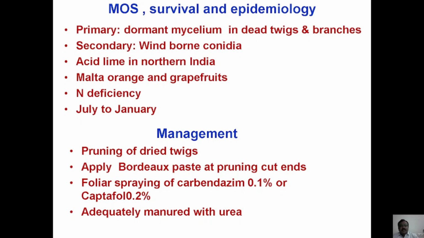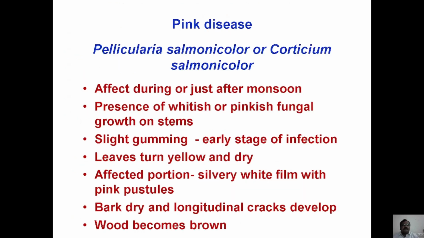Besides, nitrogen deficiency is also responsible for the initiation or spread of this disease, and the infection will be much higher during the months of July to January. So in order to manage the disease, prune out the affected twigs, and then those cut ends should be completely protected with Bordeaux paste, or foliar spraying of carbendazim at the rate of 0.1% or captafol at the rate of 0.2% is also advised.